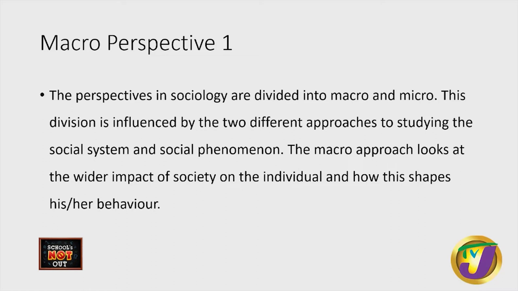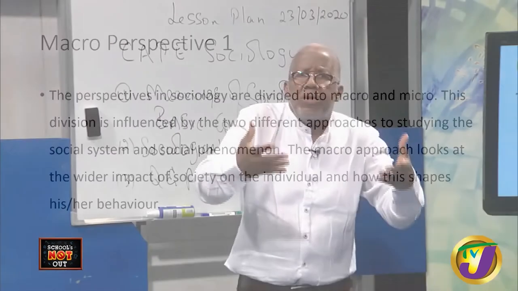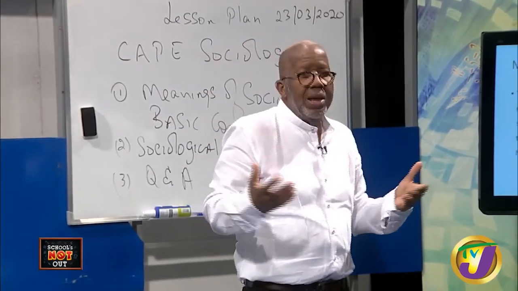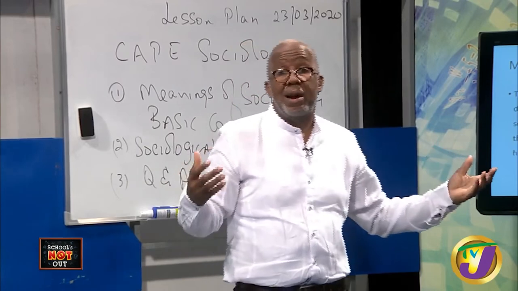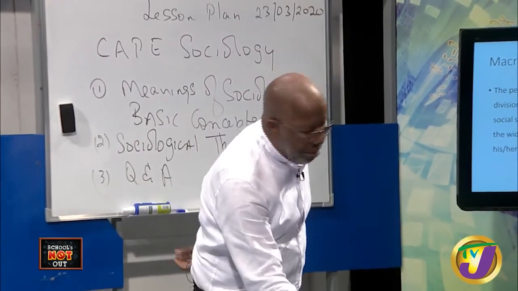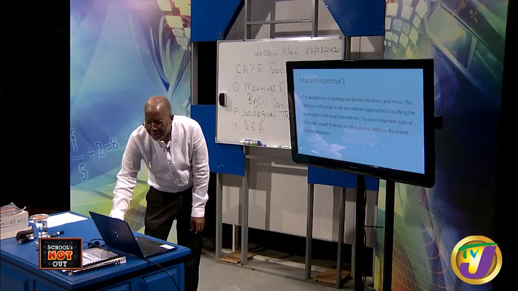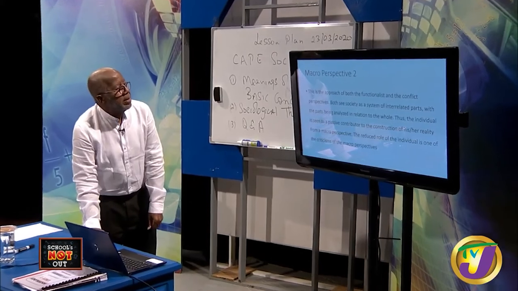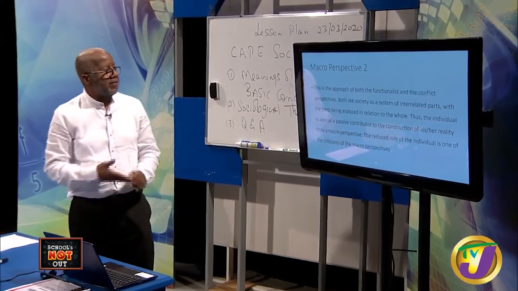So for example, the macro theorists believe that criminals are not born, really. Society turns you into a criminal. Society shapes your behavior into becoming a criminal. You can argue whether they are right or they are incorrect or partially right. That's up to you. That's why sociology is a critical theory. So this is the approach of both the functionalist and the conflict perspective.